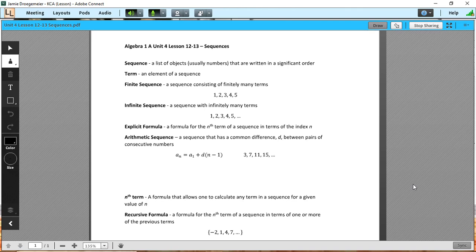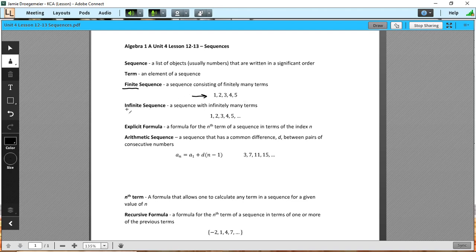When we're talking about a sequence, a term is going to be an element in our sequence. So if I have this sequence here, 1, 2, 3, 4, 5, each of those numbers would be considered a term in that sequence. This particular sequence is what we call a finite sequence. Finite means that it has a finite number of terms, an exact number of terms. So we would say this sequence has 5 terms. It's finite. It doesn't continue on after we get to 5. So finite means we know exactly how many terms are in it.